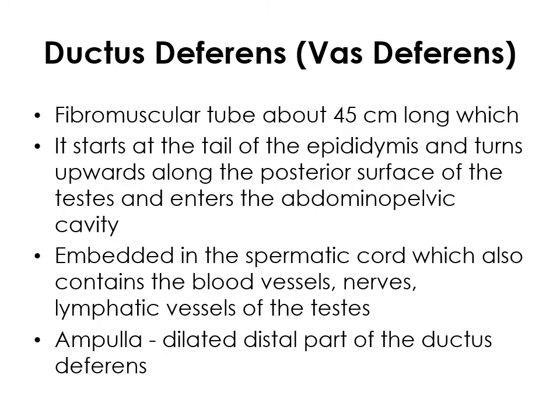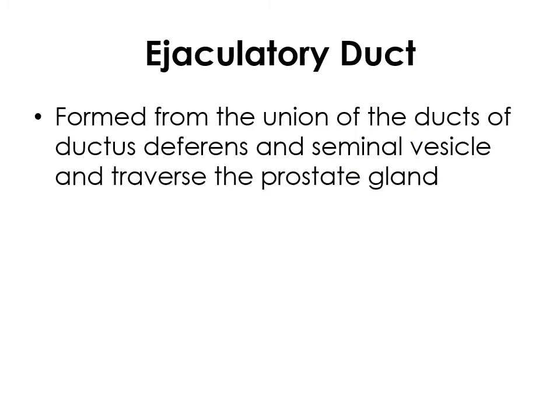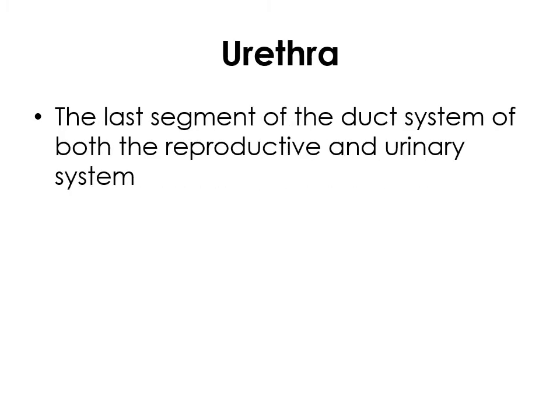The vas deferens is a fibrovascular tube about 45 centimeters long. The ampulla is the dilated distal part of the ductus deferens. The ejaculatory duct forms from the union of the ducts of the ductus deferens and seminal vesicle and traverses the prostate gland. The urethra is the last segment of the duct system of both the reproductive and urinary systems.